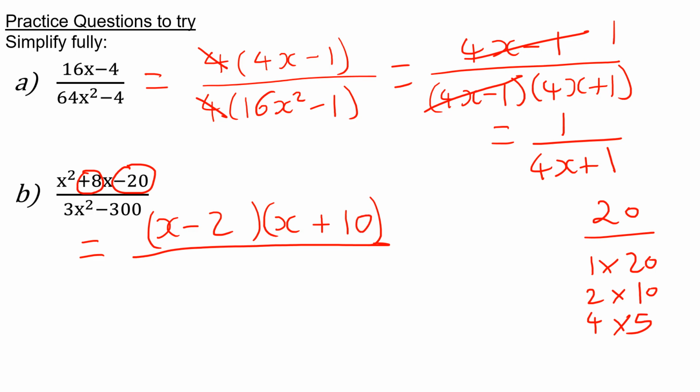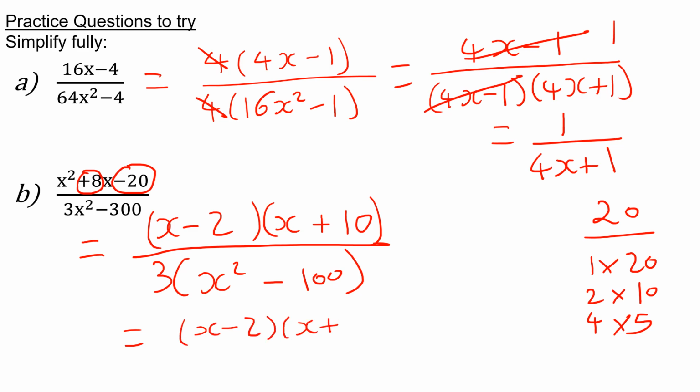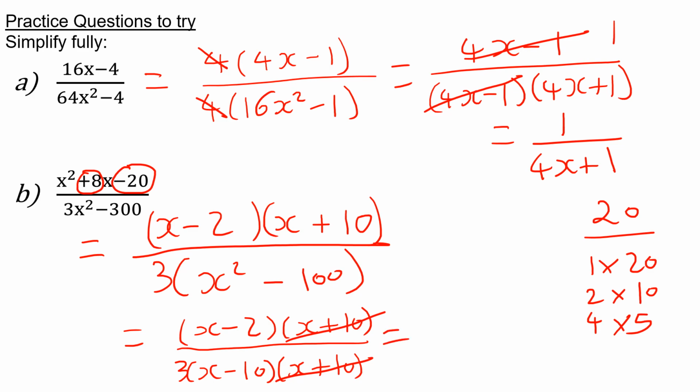And on the bottom, I could take out a factor of 3. So I have 3 bracket x squared minus 100. I could then use the difference of two squares on the denominator. So I have x minus 2, x plus 10 over 3, x minus 10, x plus 10. And the x plus 10 factors cancel, leaving me with a final answer of x minus 2 over 3 bracket x minus 10.